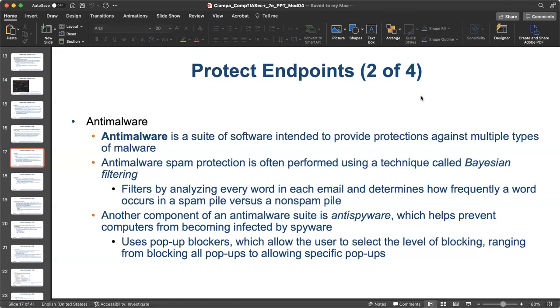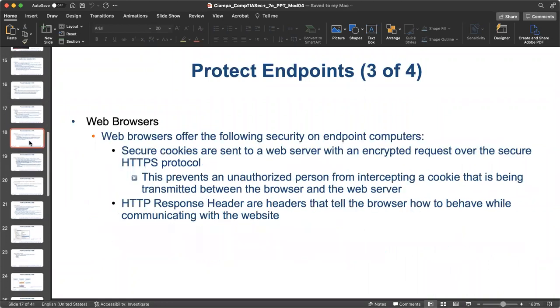So using a pop-up blocker, users can often select the level of blocking, ranging from blocking all pop-ups to just the ones that are from a specific website, right? These pop-up blockers come with your anti-malware, and they help you protect yourself against the possible malicious activity that pop-ups can bring into play.